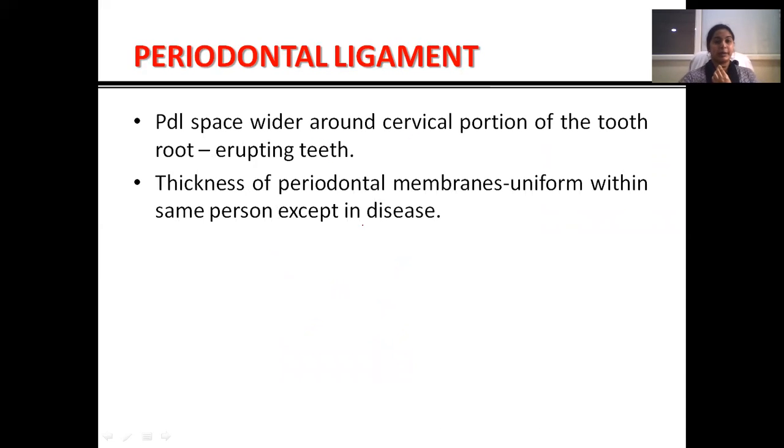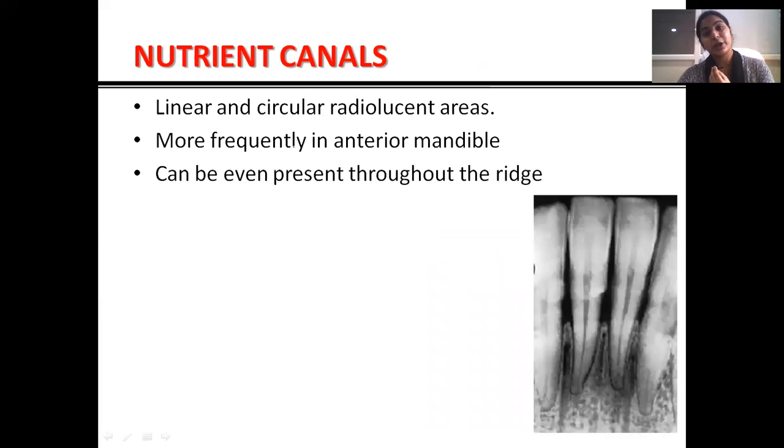Next, we'll see how periodontal ligament appears. So this periodontal ligament is a space in between the lamina dura and the tooth root. Okay. This periodontal space differs from one person to other person, and within the same individual it is same if there is no pathology. Okay, within an individual this periodontal ligament space is uniform. If suppose there is disease present in case of a particular tooth, then the periodontal membrane space differs from one tooth to other tooth in the same person. Okay. Whereas in case of erupting teeth, the periodontal ligament space is wide, especially in the cervical region of the tooth.